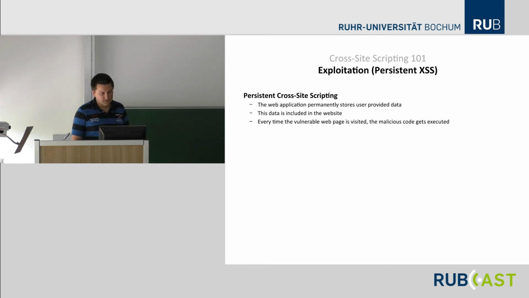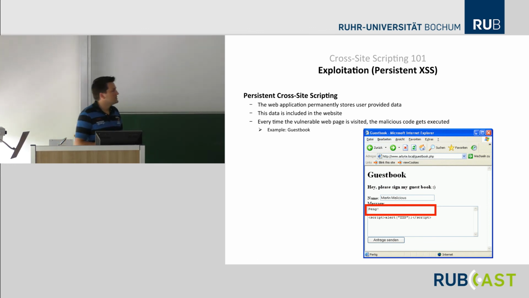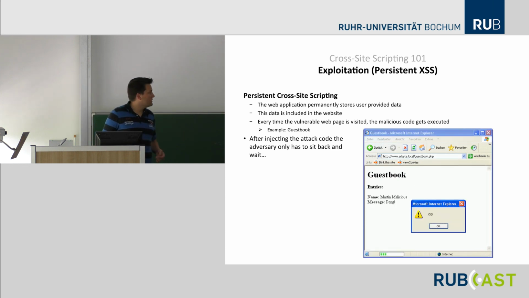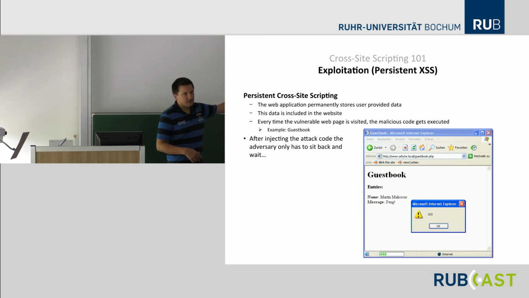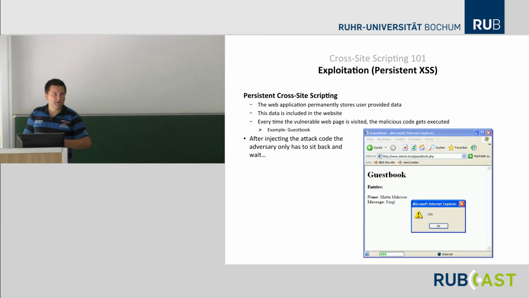So in a persistent cross-site scripting attack, you usually have something that stores user-provided data. Here, this is a very simple guest book. So we just enter a cross-site scripting payload into a guest book. And afterwards, we are storing that post by posting it to the guest book. It will be stored. And later on, users will visit this page and see your guest book post containing the cross-site scripting payload, and the payload would execute.